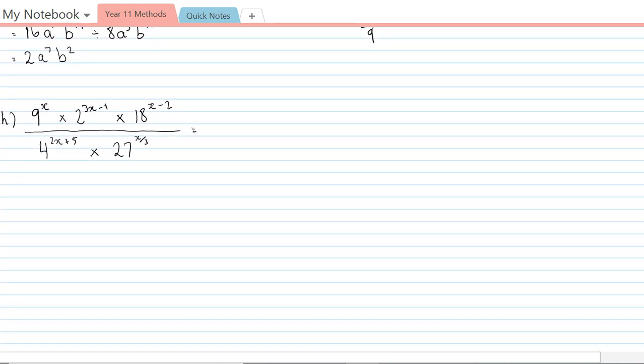Question H, the last one. It's a little bit trickier. The problem here is that we can't really combine anything at the moment because they all have different bases. So we need to do a bit of work to make it so that they have the same base. I'm going to make these all base 2 or base 3, because I recognize that 27 can be written as base 3, 4 can be written as base 2, 9 can be written as base 3, 2 is base 2 already, and then the 18 could be a combination of the two.